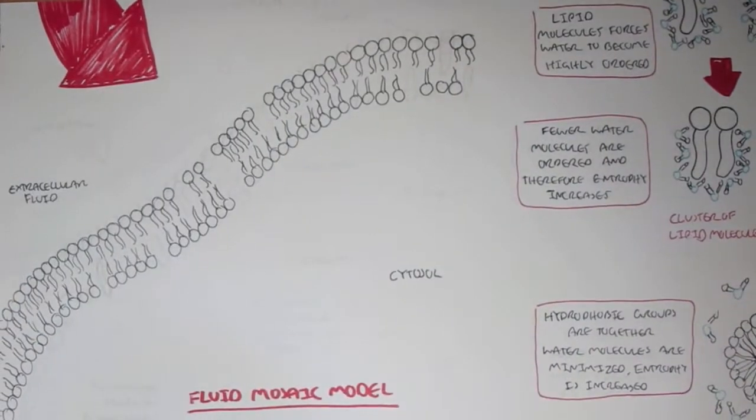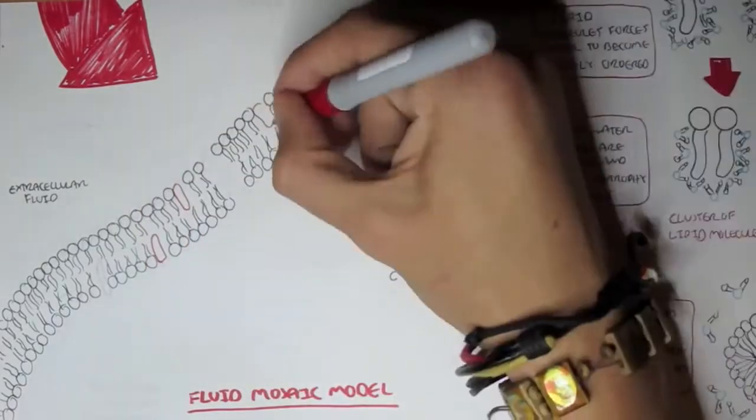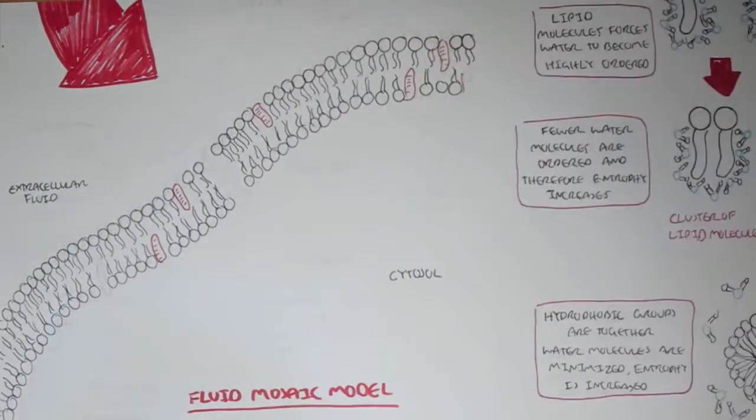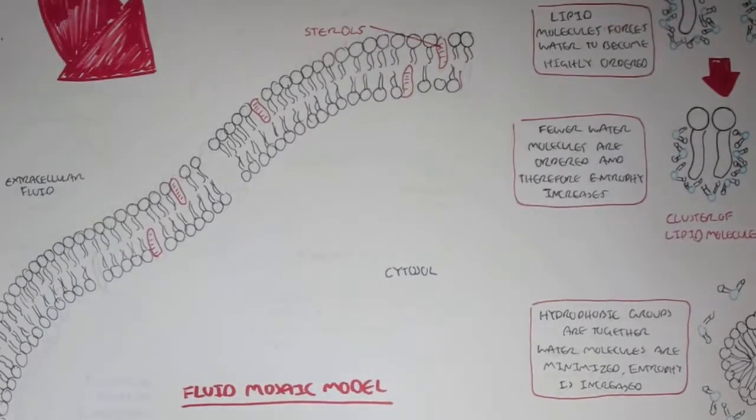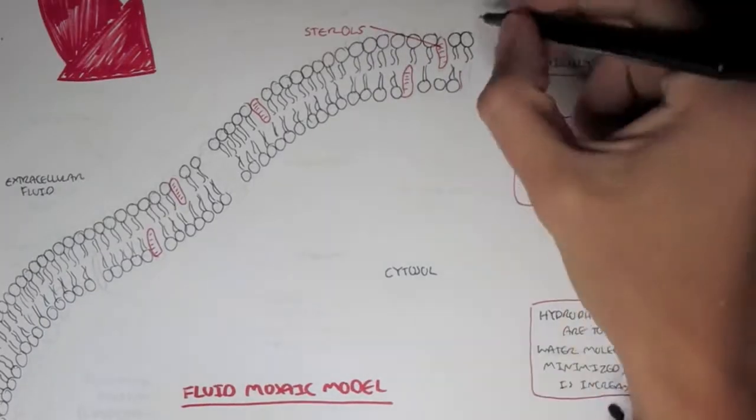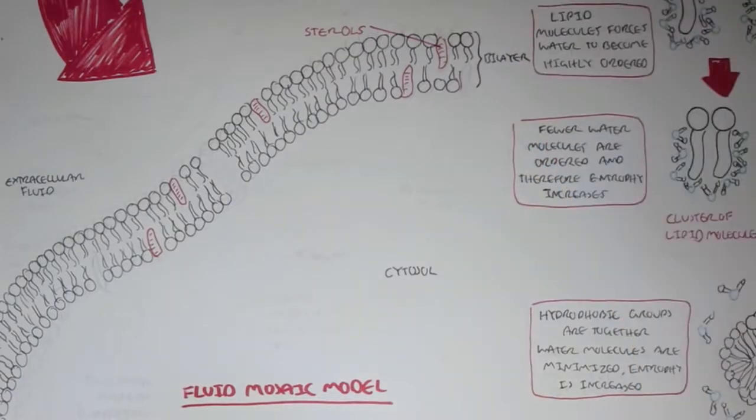Here's the cytosol and extracellular fluid. Now the first important structure I'd like to talk about are these red things, which are sterols, such as cholesterol, and they're important for the membrane. We'll look at why this is important later on. Of course, this is a bilayer, as mentioned.